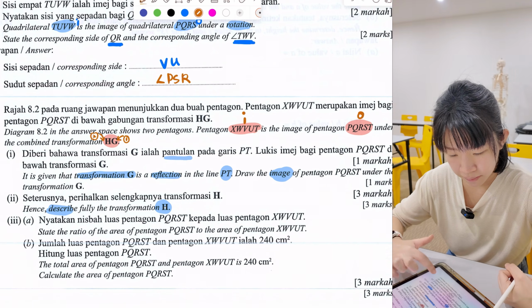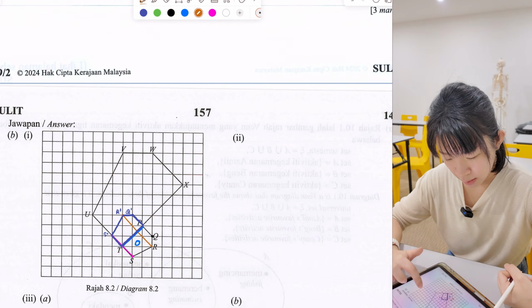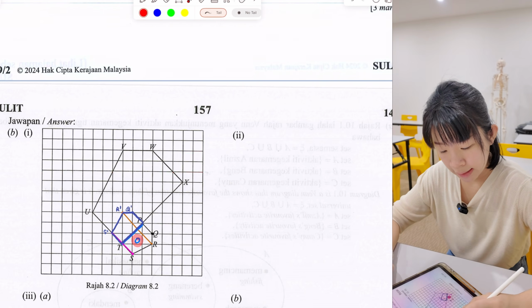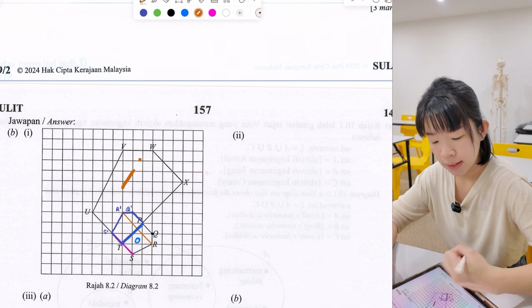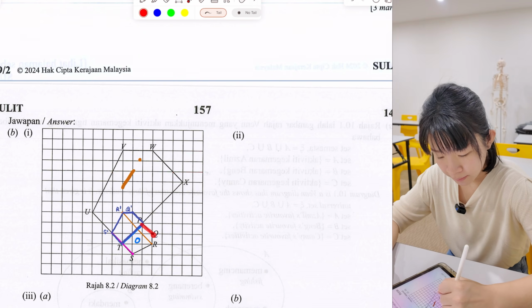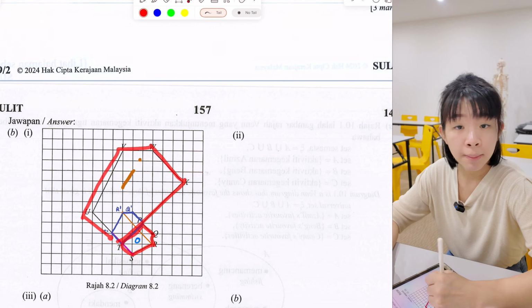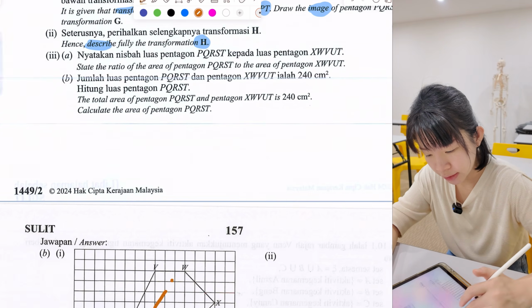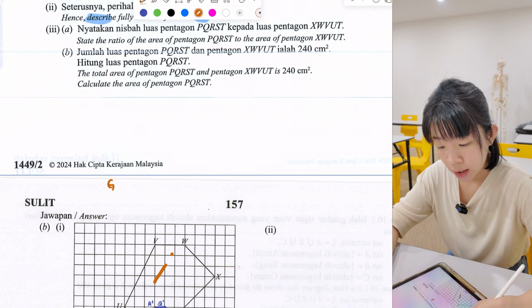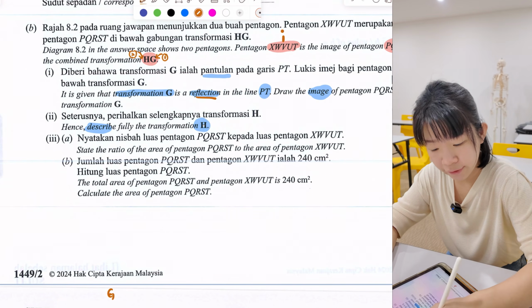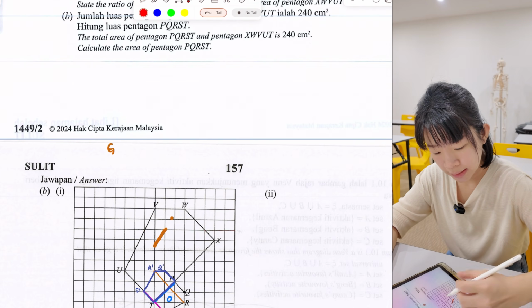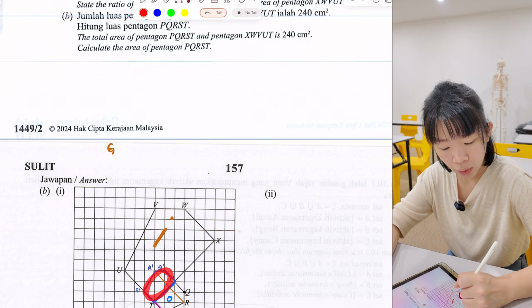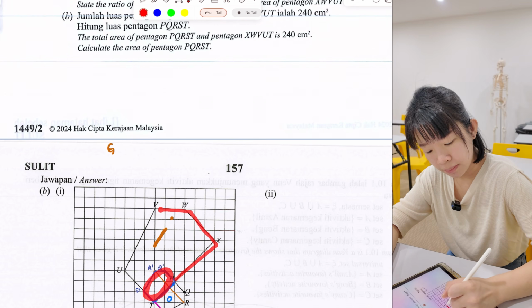Look at the diagram. PQRST is the object, the small one, and the image is the big one. From the object to the big image must go through two transformations. What is the first transformation? The first transformation should be G, which they already tell us is a reflection in this line. So the object will reflect here. Then after that, we use this as our object, and the final image becomes bigger.